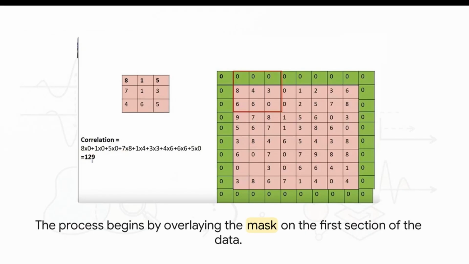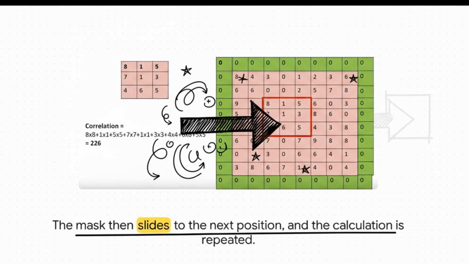Let's see this in action. We take our mask and place it right over the top left corner. We multiply the corresponding numbers, add them all up, and boom, we get our first output value, 129. Simple as that. Then we just slide that mask one step to the right and do the exact same thing all over again. Multiply, add, and we get a new value. And whoa, notice this one is 226. That's way higher. It's basically telling us there's a much better match in this spot.